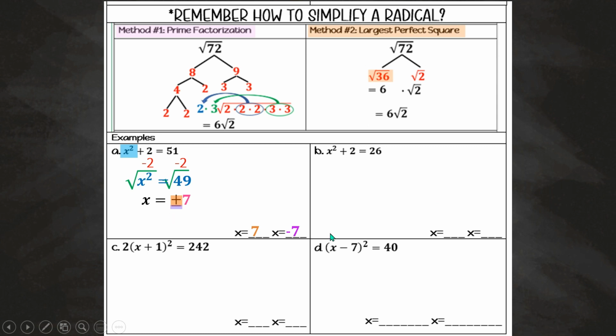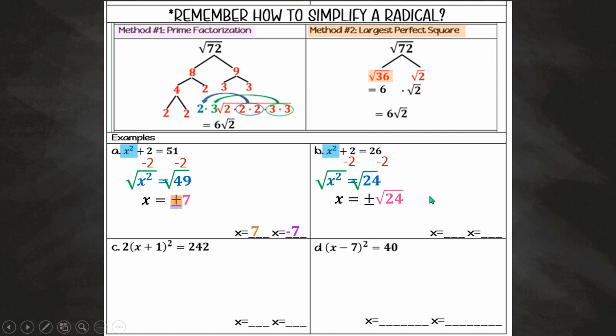Those are our two answers. All right, then we have x squared plus 2. So very similar to example A, but now you're going to see what happens when we don't have a perfect square. So now we have x squared is equal to 24. Well, we're going to take the square root of both sides, just like we did before.